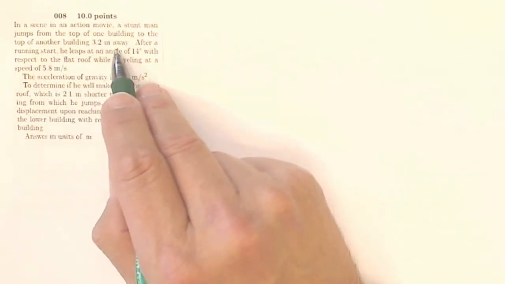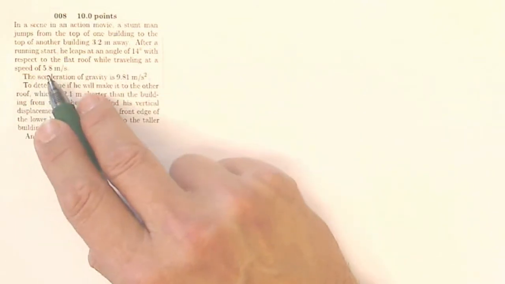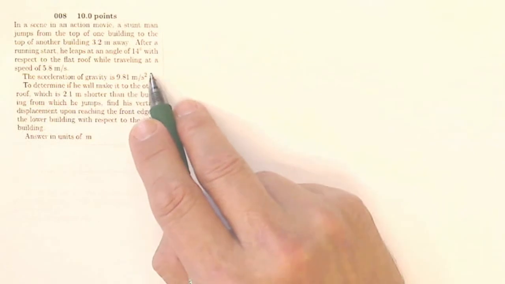This is AP Physics, Homework 2.7 on projectile motion, question number 8. It says, in a scene in an action movie, a stuntman jumps from the top of one building to the top of another building 3.2 meters away. After a running start, he leaps at an angle of 14 degrees with respect to the flat roof while traveling at a speed of 5.8 meters per second. The acceleration of gravity is 9.81 meters per second squared.